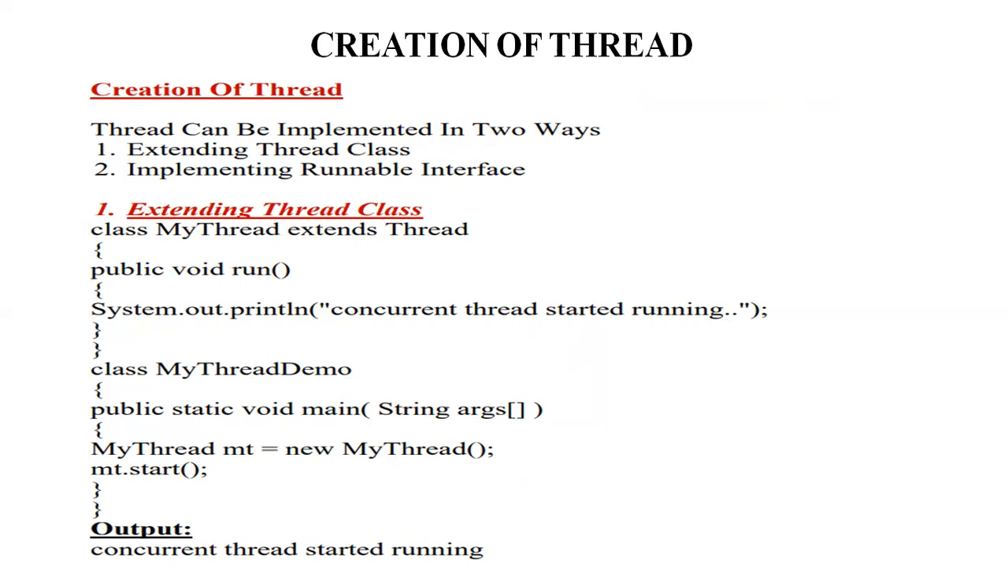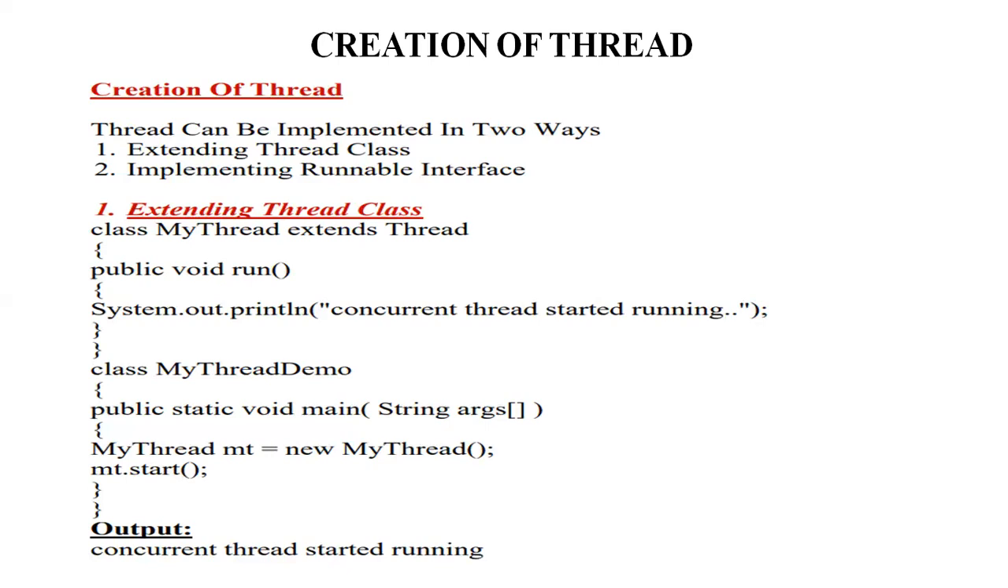Class is a keyword, and the name of the class is MyThread. The extends keyword is followed by Thread. Thread is a super class, and based on the super class we created a child class, MyThread. The public void run method is a predefined method in the Thread class. In that, we are going to print a statement: System.out.println("Concurrent thread started running").